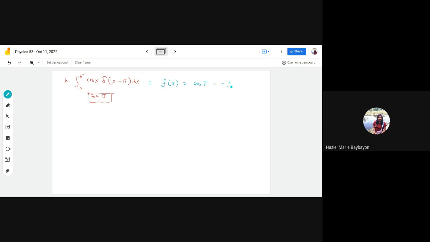Okay? So dali ra kayo mag-evaluate og integral kung nag-involve siya og Dirac delta function. So you just have to evaluate it at x equals a. Okay, so let's have another example. So you have from 0 to 3, x cubed, you have x plus 1.